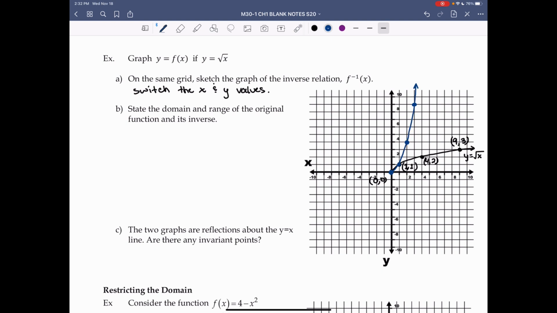And I know this is a function because it passes the vertical line test, since this is continuing to get wider. It's never going to go straight up and down. So anywhere along there, I'm only going to have one intersection at a time with a vertical line. Then this is y equals f inverse x.